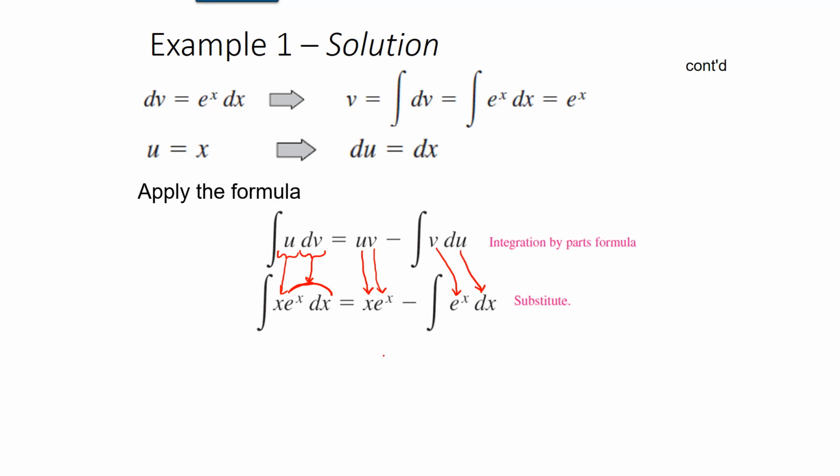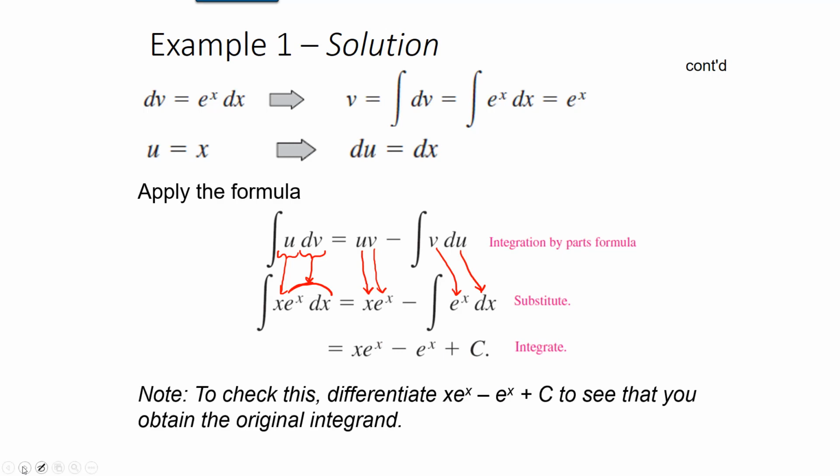So we've substituted in, and now the next step is just to integrate the remaining portion that hasn't been integrated. And the integral of e to the x is just e to the x. So we have x e to the x minus e to the x plus c, and we're done.